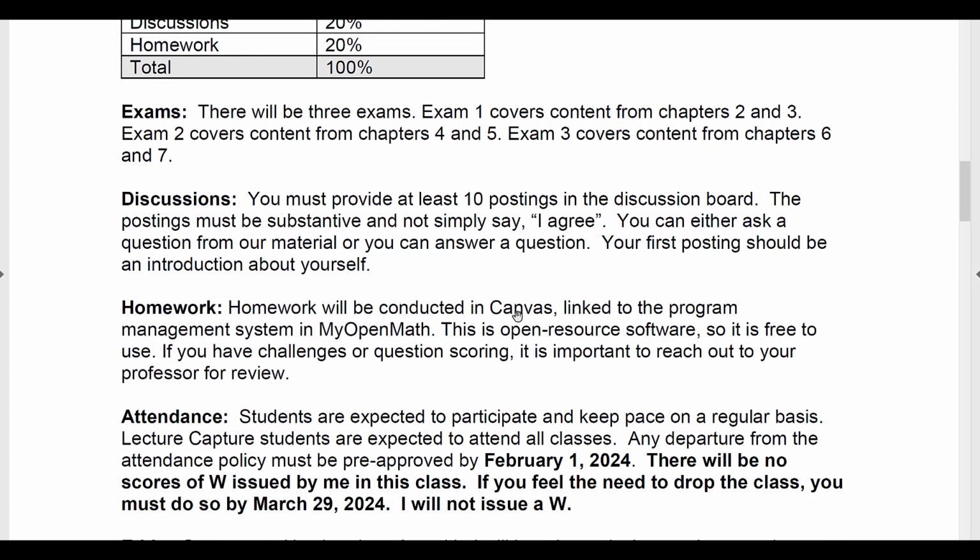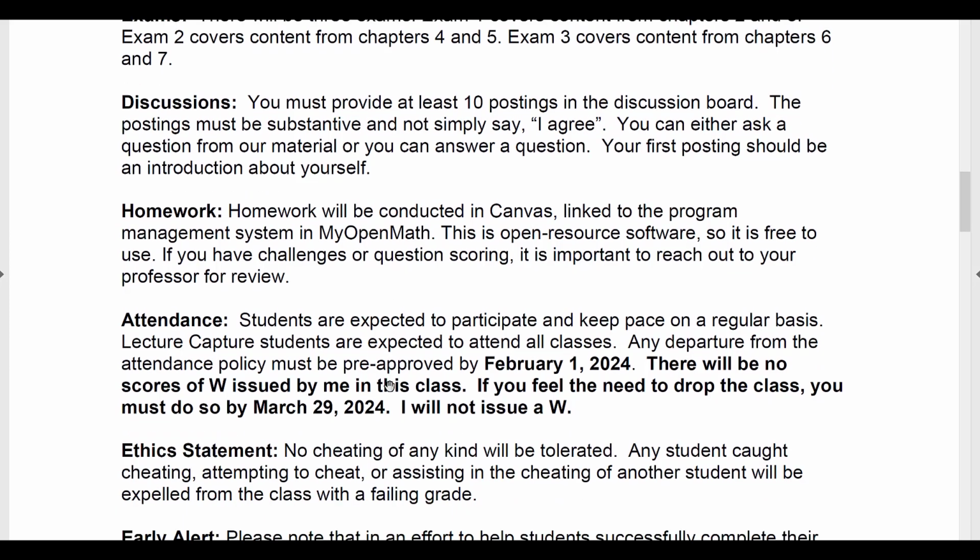Homework will be conducted in Canvas, linked to the program management system in My Open Math, but you don't have to leave to do that. It's all connected, so you can do it within. You'll see that if you look at my tour video. This is open resource software, so it is free to use. If you have challenges or questions on scoring, it's important to reach out to your professor, that's me, to review.